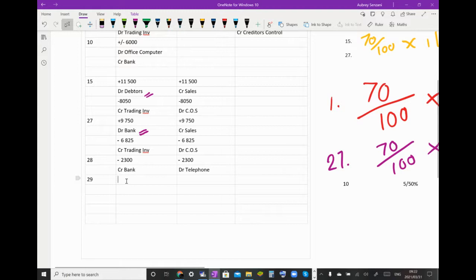Then last transaction, received rent income. Okay. So here we're going to debit bank, and here we're going to credit rent income. Okay. And how much was that for? 3,000. Positive.